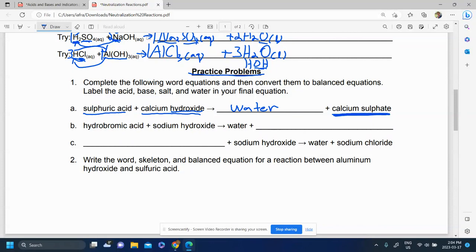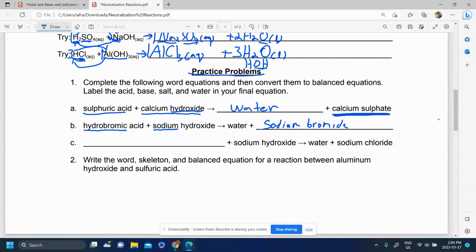So now we're going to predict B and C, complete those. And then when we're done completing those, we'll convert them to balanced equations. So hydrobromic acid reacting with sodium hydroxide produces water, and then we have to find out what the salt is. Hydrobromic acid contains bromine, and the metal in the base is sodium. So it's going to be sodium bromide. That's the salt that's made.